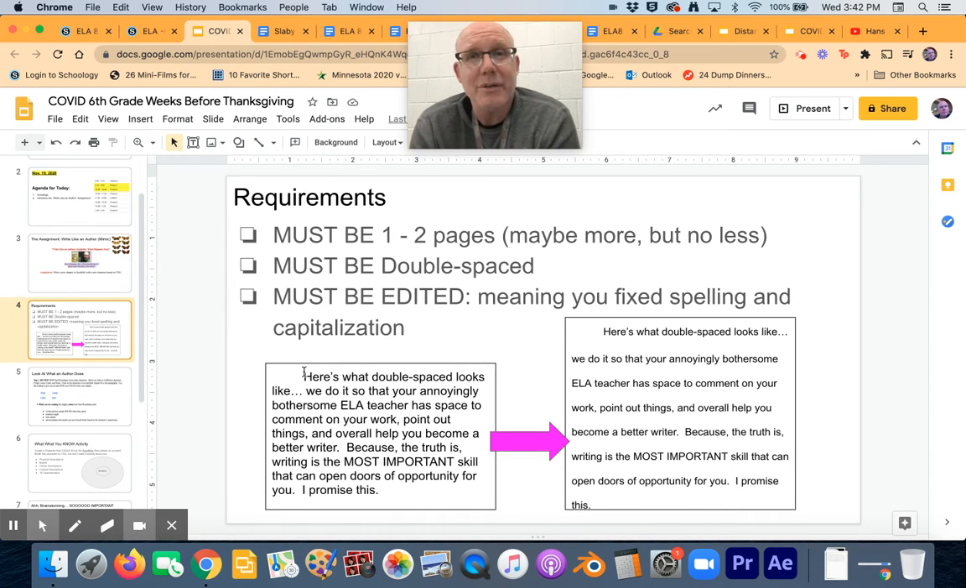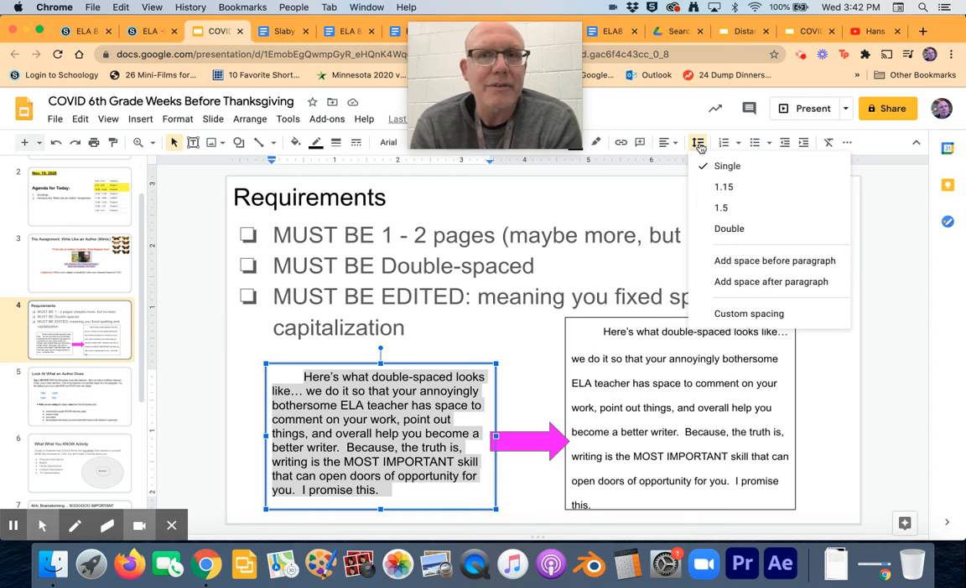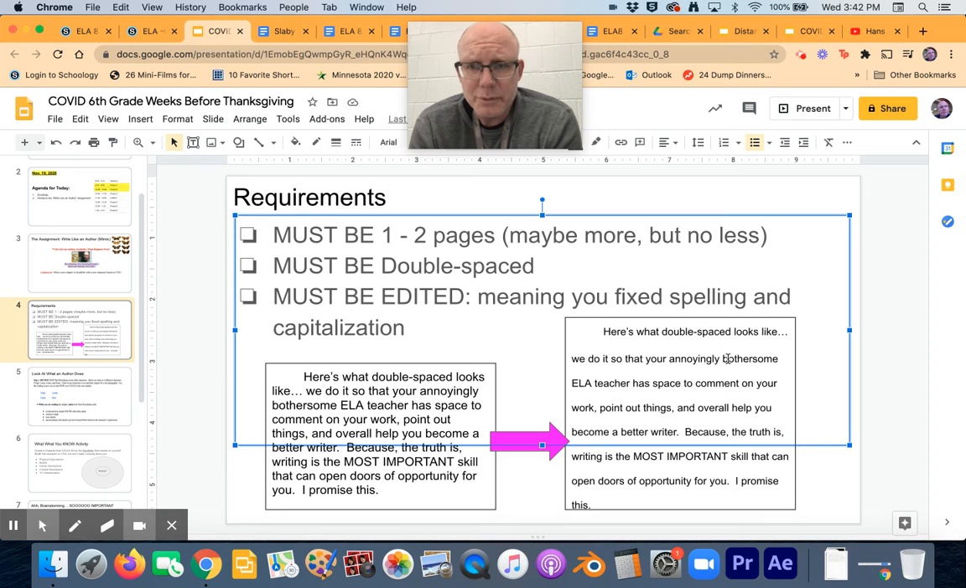Here's what double space is, just so everyone knows. In Schoology it looks different, but basically you're looking for line spacing and you want to make it double. This is what double space looks like. We do it so that your annoyingly bothersome ELA teacher has space to comment on your work, point out things, and overall help you become a better writer. Because the truth is, writing is the most important skill that can open doors of opportunity for you. I promise this. Guys, that's not an exaggeration. If you know how to write well, you open doors for yourself left and right. If you're not a great writer, fewer doors are open. By doors, I mean opportunity.